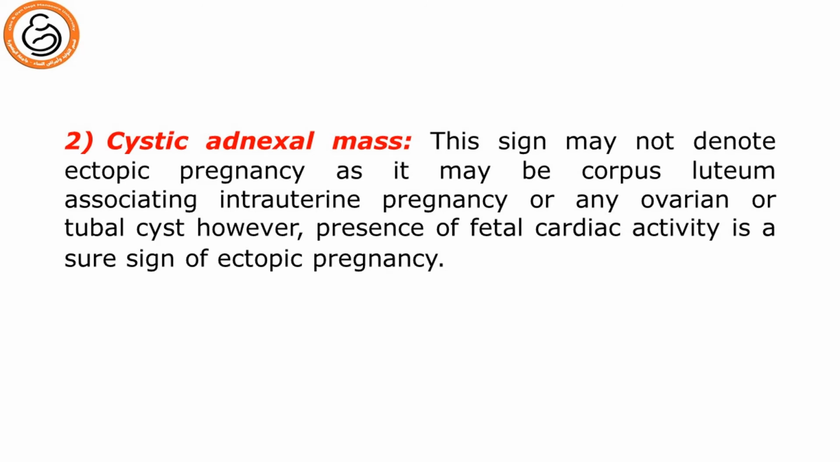Sometimes you find what's called cystic adnexial mass. This is a sign that may not denote ectopic pregnancy. It may be corpus luteum associating intrauterine pregnancy or any ovarian or tubal cysts. Presence of fetal cardiac activity is the sure sign of ectopic pregnancy. So, by ultrasound, if you find a cystic adnexial mass with fetal pool and pulsation, this is ectopic. If just a mere cystic lesion, different differential diagnoses including corpus luteum and sometimes ovarian cysts or tubal cysts not related to the ectopic pregnancy.